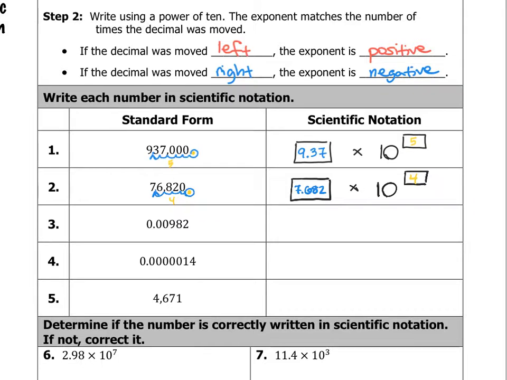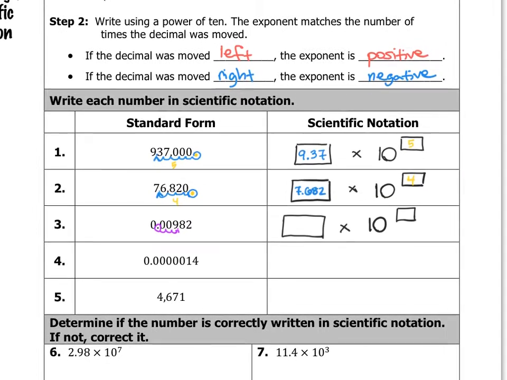Okay, number 3. This time we have a smaller number. So when you have a really small number, 0.00982, you're going to have to use a negative exponent in scientific notation. And the reason being is we're going to be moving this decimal point to the right. Okay, so I'm going to find my decimal point. I'm going to move it to the right 1, 2, 3 spaces to get 9.82.